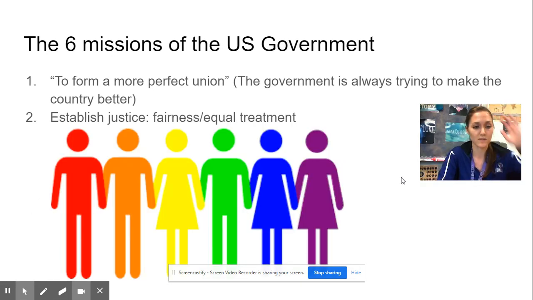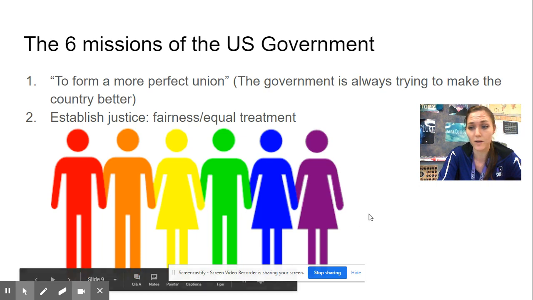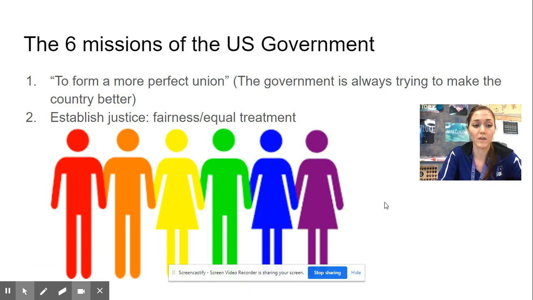In your notes, second mission, establish justice, fairness, and equal treatment under the law. So it doesn't matter what kind of background you have, the US government is being fair to you. Give the government either A, B, C, D, or F based on how you think they're doing on that mission.